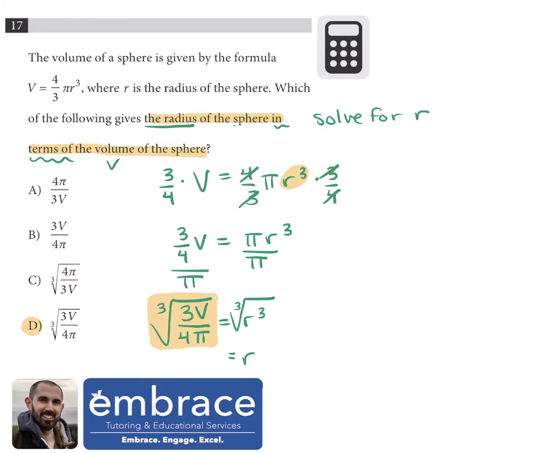So for this one, I would just caution you to be careful with your fractions. Make sure you're multiplying by the reciprocal, and the new idea here of taking a cube root to undo the cube.